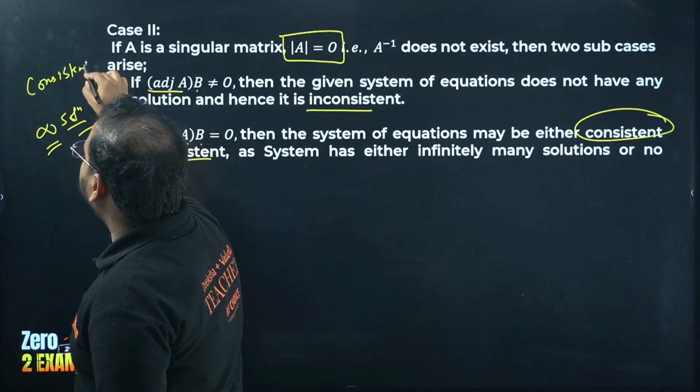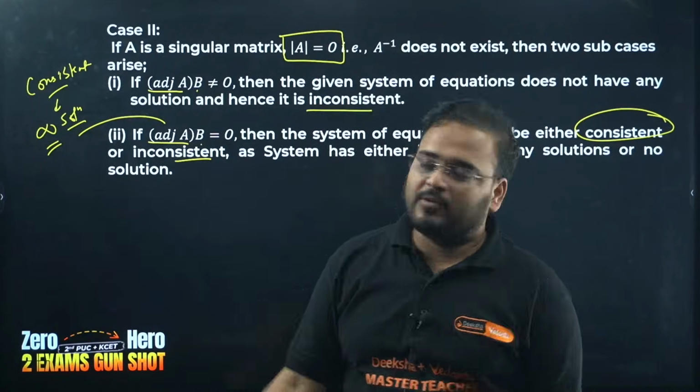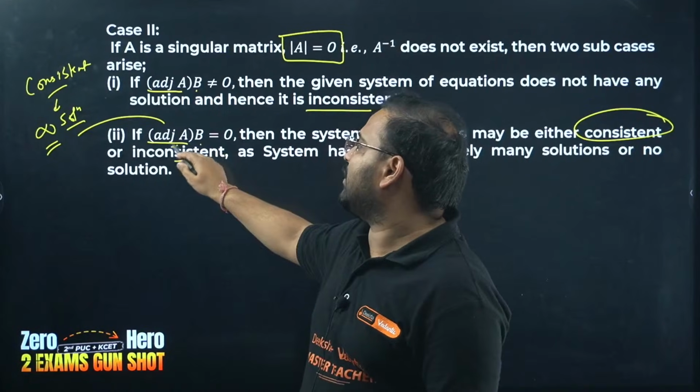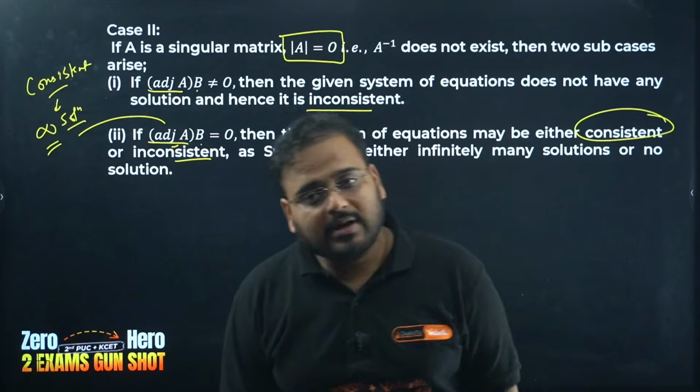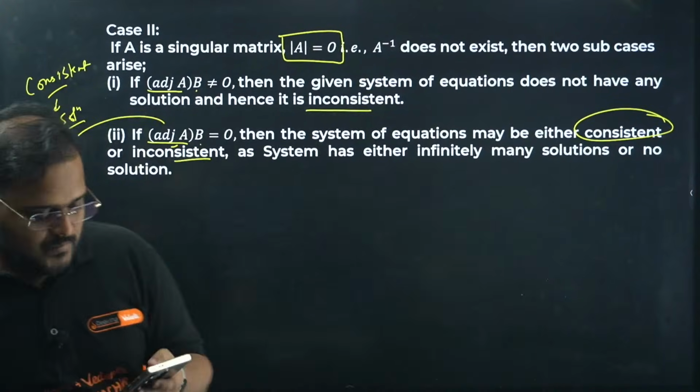Consistent with infinite solution. Okay, got it? When the determinant is 0, you go with this case. Adjoint of A times B, when it is equal to 0, you get the infinite solution case. Yes? Doubts? Ask me.